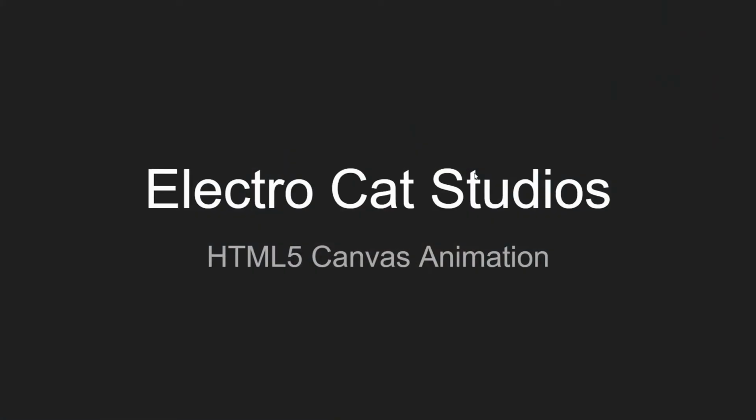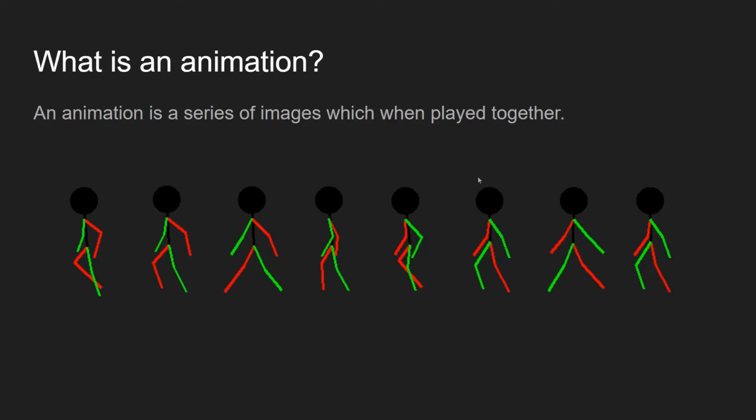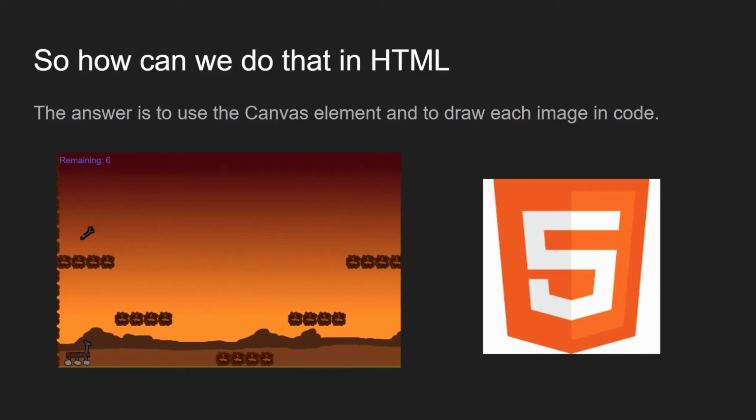So the first thing we're going to look at is what exactly is an animation. As you're probably aware, an animation is just a series of images which, when played together, create the effect of smooth transitions between them, giving the illusion of things moving when in fact they aren't, just a series of static images. And here's an example of those frames of animation tied together to give the illusion that the character is walking.